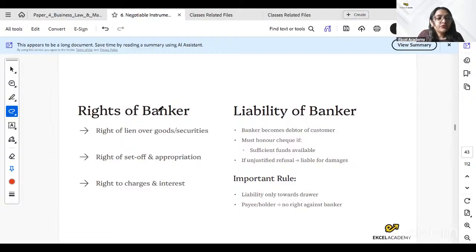Next, rights of a banker. Right of lien over goods or securities. What is lien? Right to retain over goods or securities.